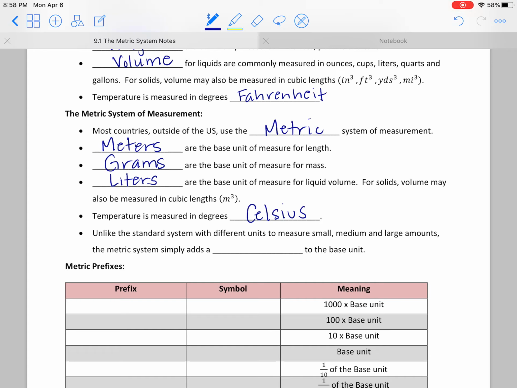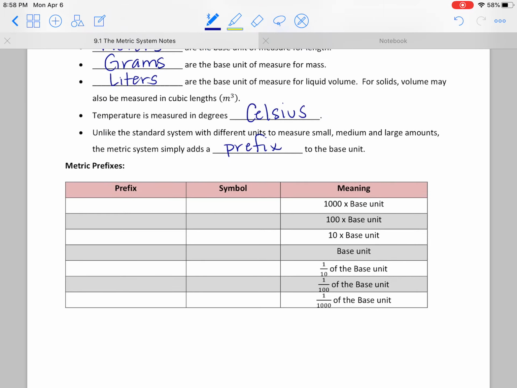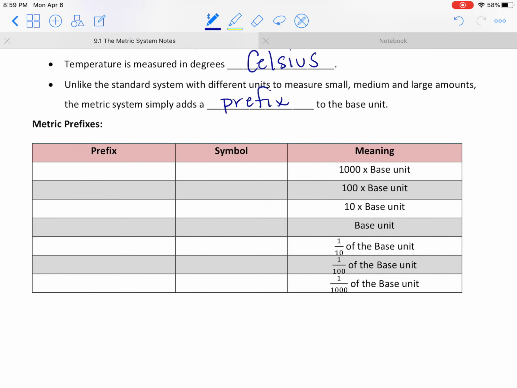So you'd use a meter in a comparable situation to using, let's say, a yard, but then you have a centimeter that's smaller, or you have a kilometer that's larger, but it's still surrounding that base unit. It's just a prefix added to that base unit. So unlike the standard system with different units to measure small, medium, large amounts, the metric system simply adds a prefix to the base unit. All measurements of length in the metric system will involve the word meter, all mass measurements will involve the word gram, and all volume measurements for liquids would involve the word liter, just with a prefix added. Okay, so let's talk about those prefixes.